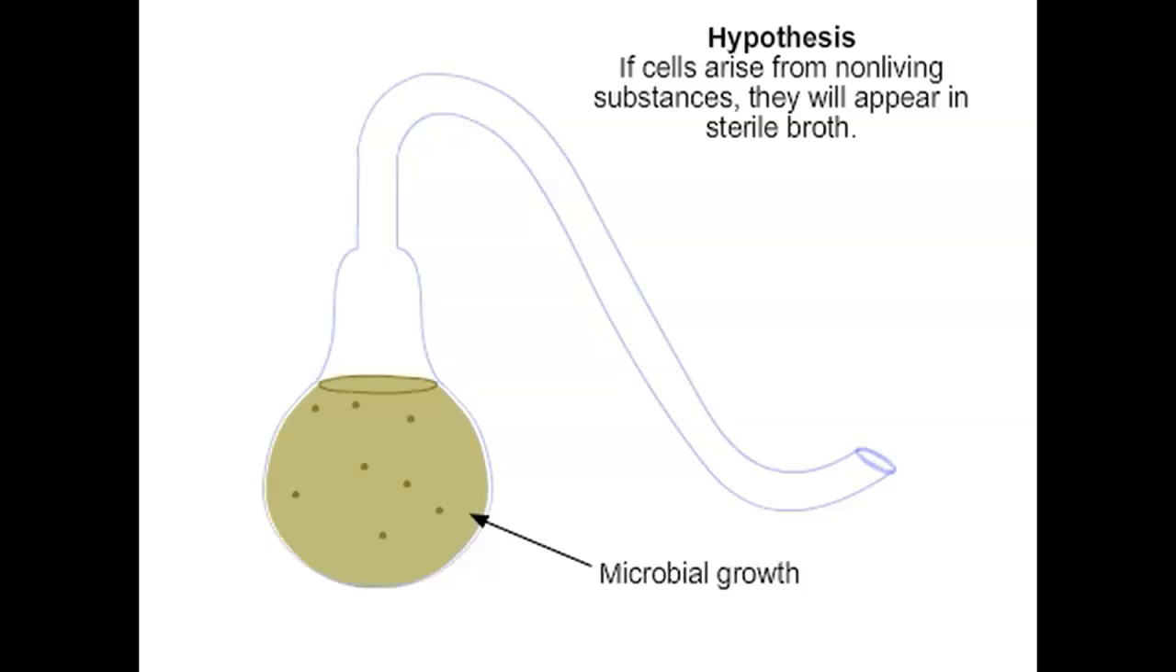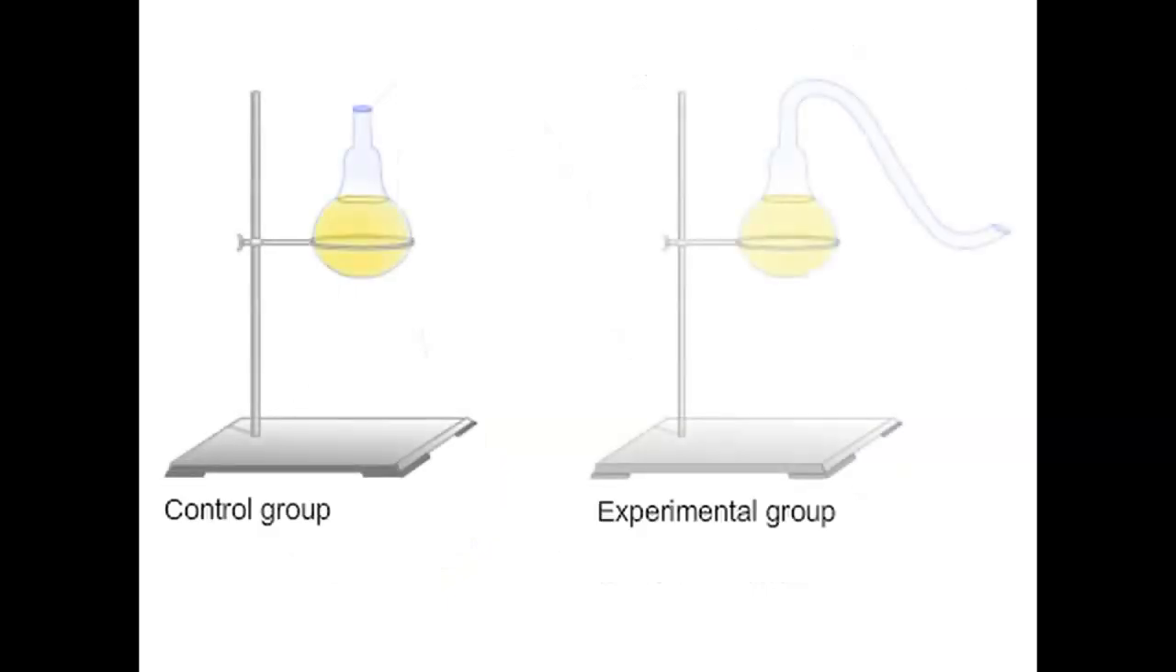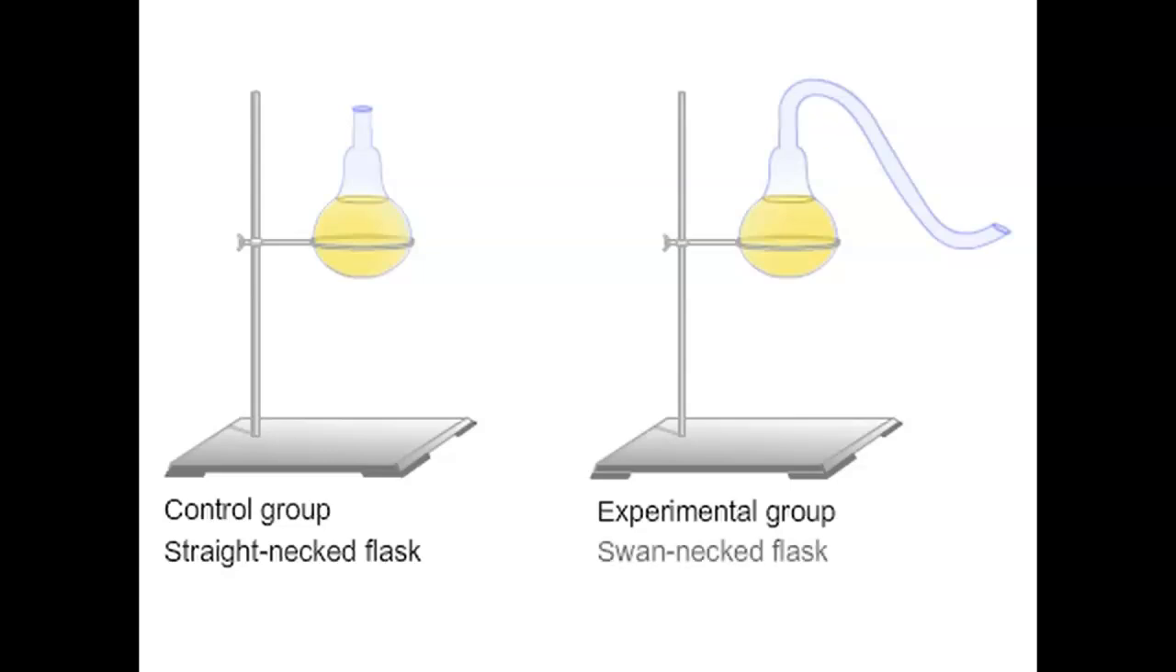To test his hypothesis, he created 2 treatment groups: a broth that was exposed to a source of microbial cells and a broth that was not. For his control treatment, Pasteur used a straight-necked flask that allowed particles in the air to fall into the broth stored in the flask. For his experimental treatment, Pasteur used a swan-necked flask. The neck shape and length assured that no cells could enter the broth from the air.